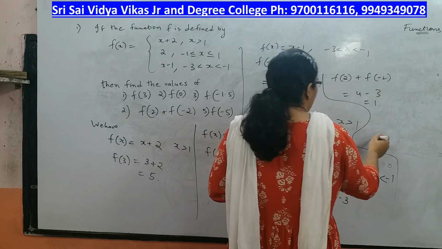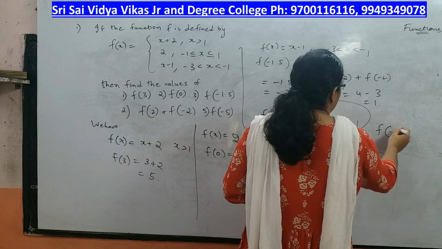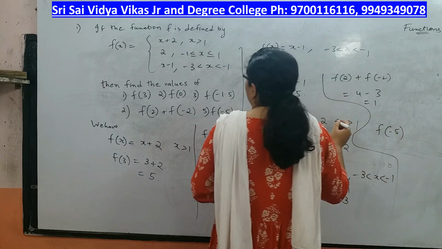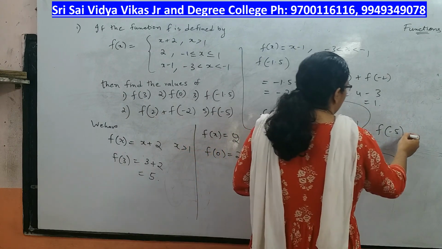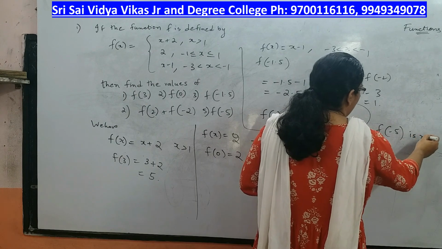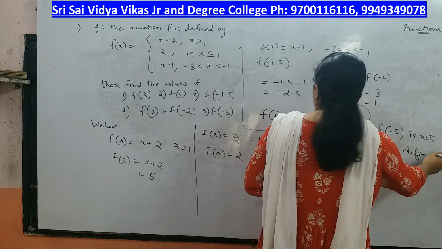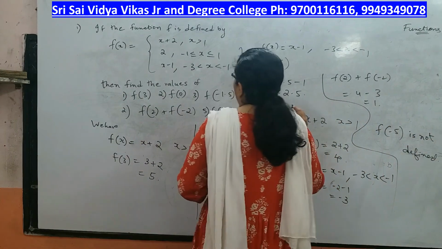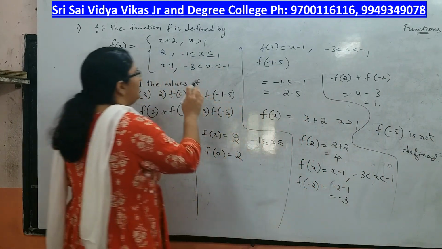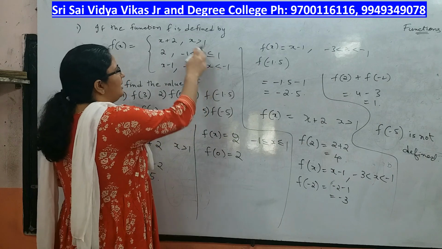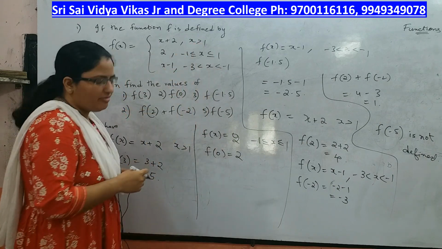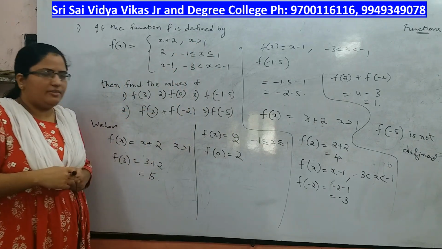Next, f of minus 5 is not defined, because here the limits are minus 1 to 1, minus 3 to minus 1, and x is greater than 1. So, f of minus 5 is not defined.